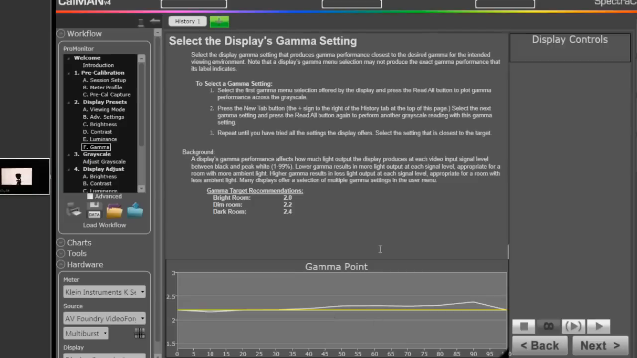I'm going to exit out of that. And now back on my software screen, I'm going to set up a new measurement tab and make a fresh measurement of gamma with this new setting. And we'll see what the performance looks like here.